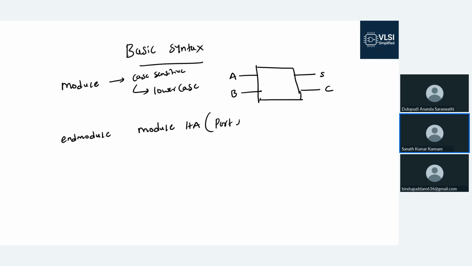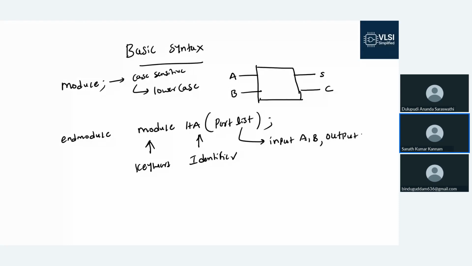Here, this is nothing but the port list, and it should end with a semicolon. So here also a semicolon. This is a keyword, and this is nothing but an identifier. And what are the inputs you can define in this port list? Input A comma B comma output S comma C.